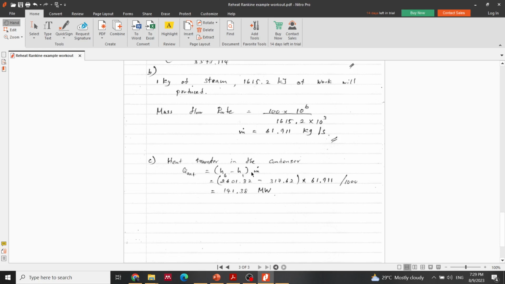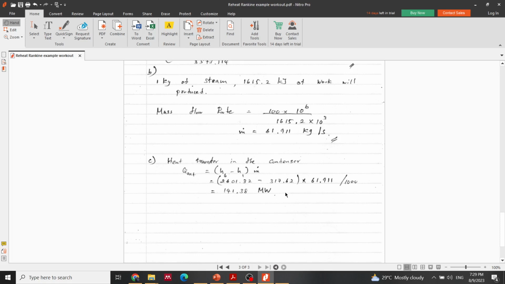So therefore we know the flow rate. Since we know the flow rate, we can multiply by the flow rate as well. Then we can get something like this, 141.38 megawatt. Now this value should change because I have made a mistake. You will not get the same values, but somewhere close values, right? Now this should be correct.